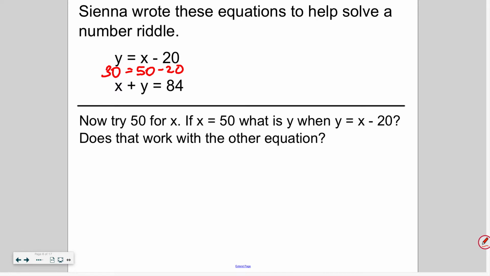Now let's try it for the second one. So 50 is x and 30 is y. Adding those, it would not equal. That does not work. So is it a solution?